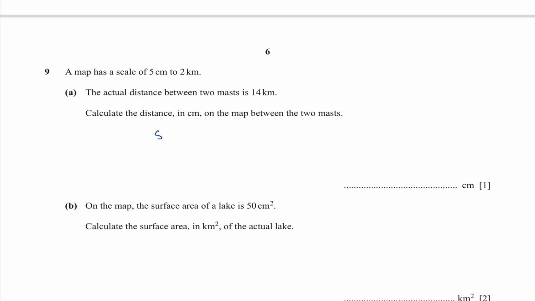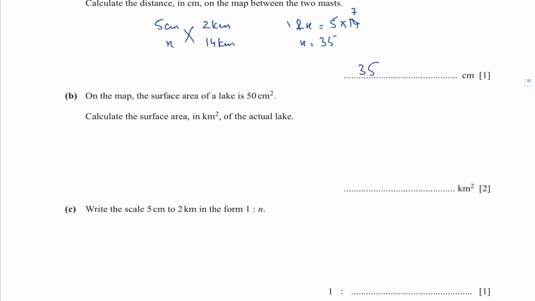Okay, so 5 centimeters to 2 kilometers. So we're going to write 14 kilometers under kilometers and x under 5. Let's cross multiply. So 2x is equal to 5 times 14. Let's simplify. 2 ones are 2, 2 sevens are 14. So x is equal to 5 into 7, which is 35. So we have 35 centimeters as our final answer.